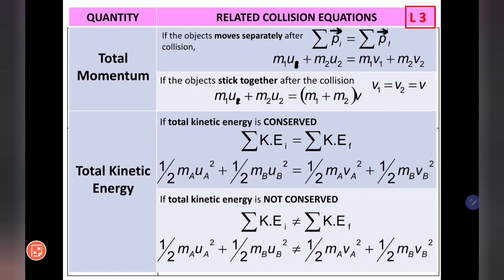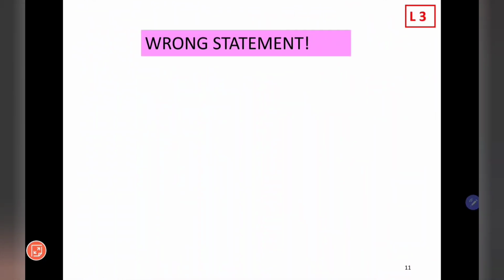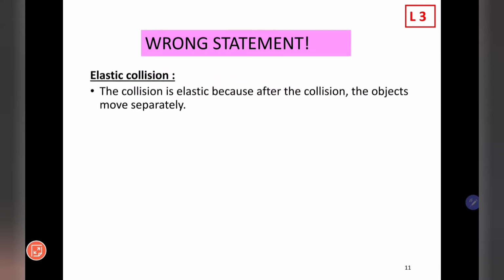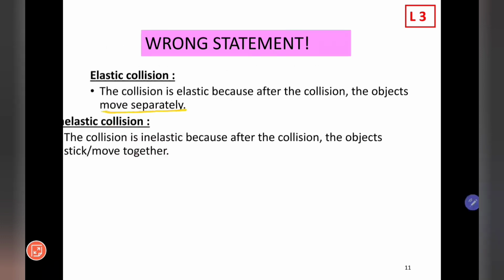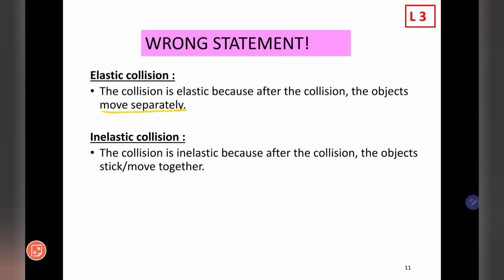There is a wrong assumption made by students, so we just focus on this. We call it the wrong statement by students. According to our students before, they assume that for any elastic collision, the collision is elastic because after the collision the objects move separately. While for inelastic collision, the collision is inelastic because after the collision the objects stick or move together. It's not necessarily like that.